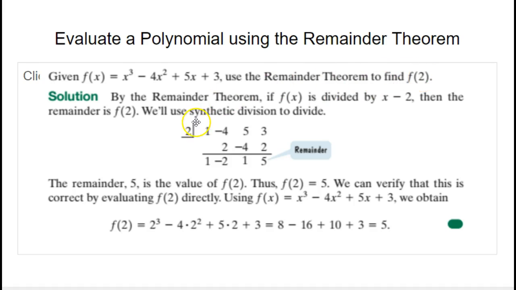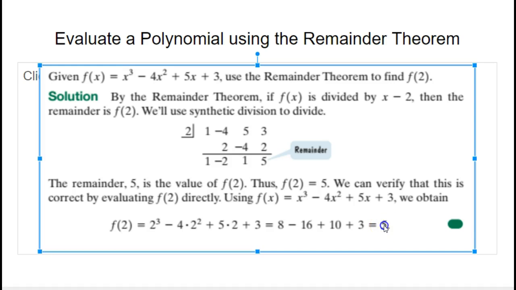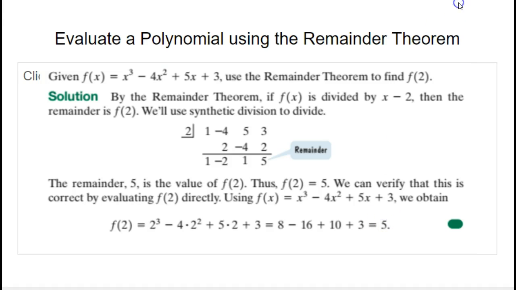f of 2, you'd put that right into that half square box. You would set up synthetic division using the coefficients and the constant term there. Here it is. And once you complete the synthetic division, boom, your remainder is the answer that you would get from plugging in 2 to the polynomial. So if you plug in 2 to the polynomial, you get an answer of 5.